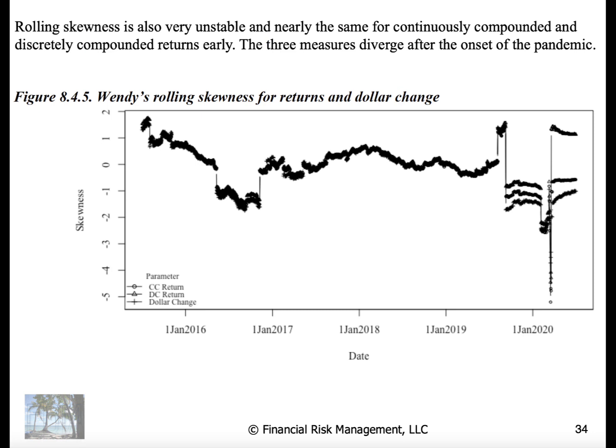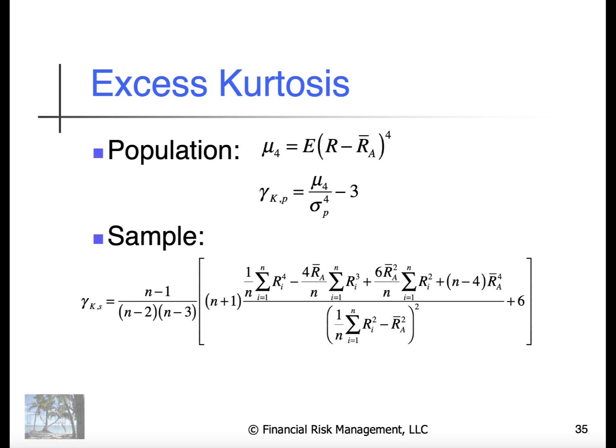The key thing to notice about rolling skewness is that it is very unstable. It jumps around a lot, just depending on single outcomes that come in and out of the data sets. And so sometimes skewness is positive, sometimes skewness is negative. And there is a difference between continuously compounded returns, discretely compounded returns, and dollar changes. But generally they move in the same direction.